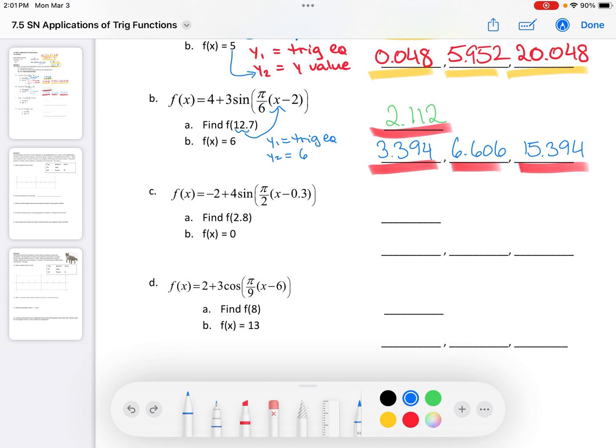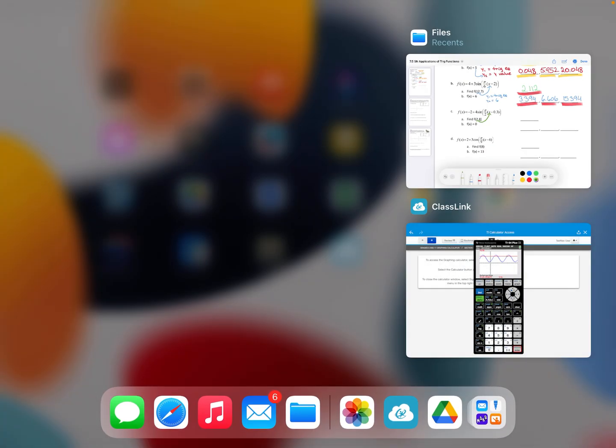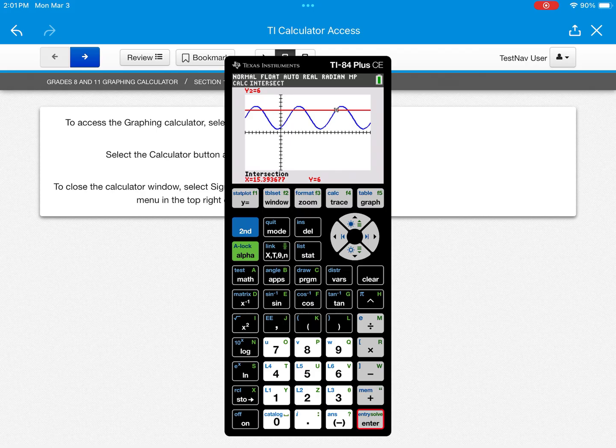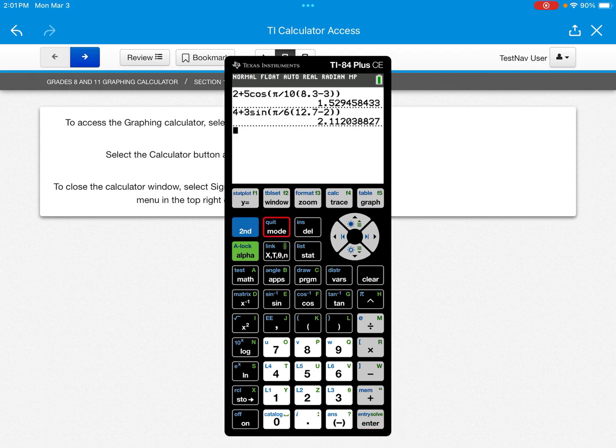Okay. Let's go to part C. For the first part, that 2.8, we're going to plug in for x. We will do that on the home screen. Second quit to get to the home screen. So on part C, -2 plus 4 sine, just one sine, pi over 2, open the new parentheses. Our x here is 2.8. Subtract 0.3, close both parentheses, hit enter.